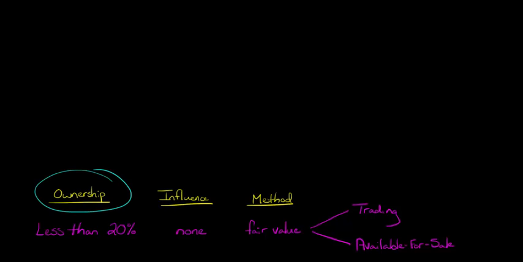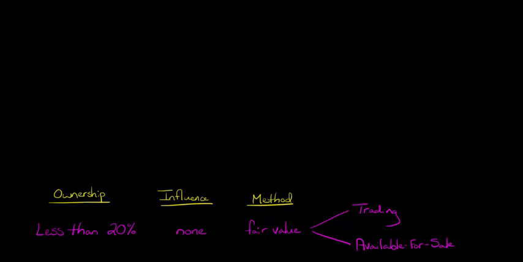If you buy 10% of Microsoft shares, then you're going to be deemed to have little to no influence over Microsoft, right? If you owned 100% of Microsoft, to the contrary, you would have all kinds of influence. You would control the company. But if you own less than 20%, from an accounting perspective, we're going to say that you have very little influence on this company, if any. Then the method for accounting for your investment is going to be called the fair value method.